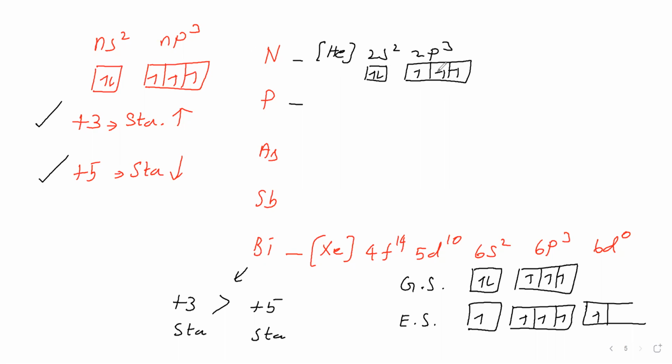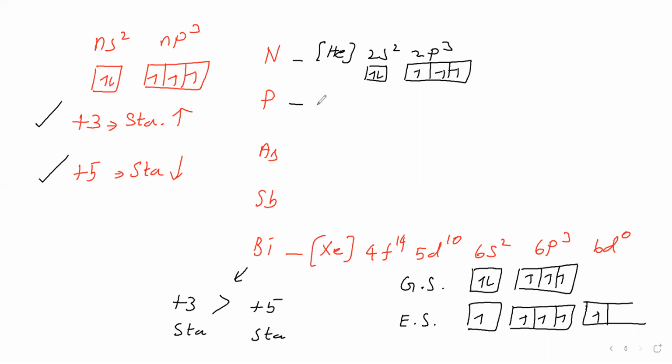How much? 4. Nitrogen can form 3 normal covalent bonds and 1 dative bond. This electron pair will be contributed for dative bonding. So nitrogen can form a maximum covalency of 4: 3 normal covalent bonds and 1 dative bond.